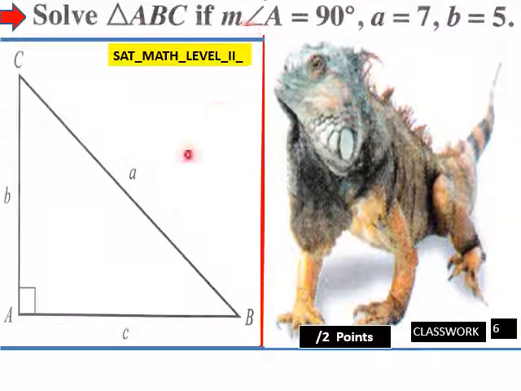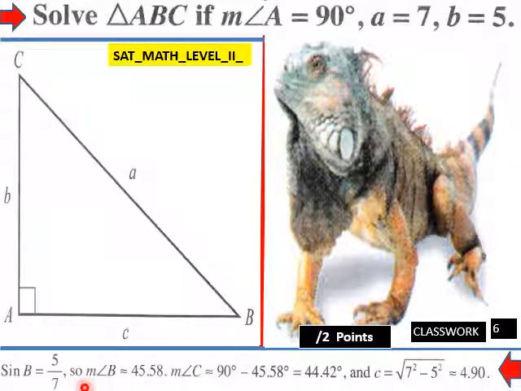Solving triangle ABC where the measure of A is 90, a equals 7, b equals 5. We're back to that one again. So sine B over 7, so 45.58. We get 44.2. So again, this is another look at that same triangle, and just as a reminder, this is how you can do it in a quick manner. Time is of the essence on the Level 2 SAT. It's only an hour for 50 questions, so it's good that you know your Pythagorean theorem for sure.